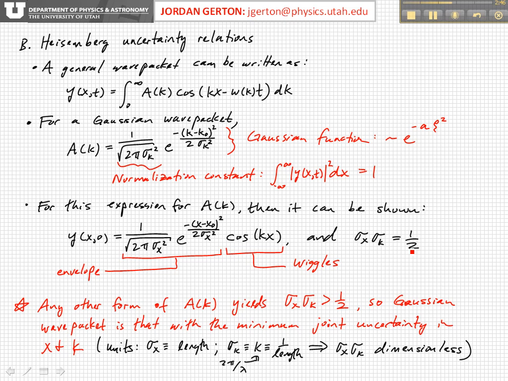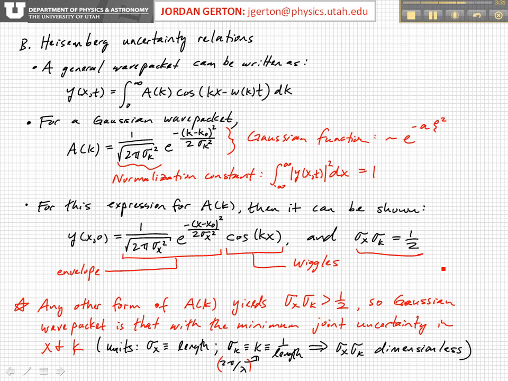Okay, just to check the units here, this has to be unitless, so the units of sigma x have to be spatial dimensions, units of length. And the units of sigma k have to be in units of k, and since k is 2 pi over lambda, sigma k is also in units of 1 over length. So when you multiply sigma x times sigma k, you indeed get something which is dimensionless, as I'm showing here. So there's no units on sigma x sigma k. It's a dimensionless number.